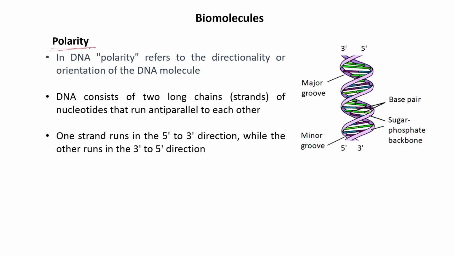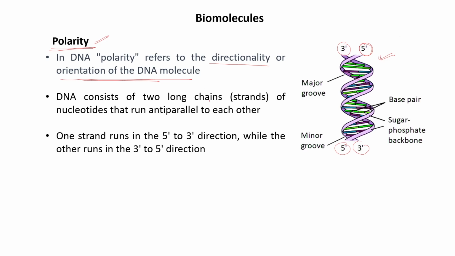Now the DNA has polarity. DNA polarity refers to the directionality or orientation of the DNA molecule. They always have an orientation. If you see, one of the strands has a 5 prime end here, then it will have a 3 prime end here. At the other end, the 3 prime end is here, then it will end with 5 prime on this side. So this is showing a polar structure, or polarity.